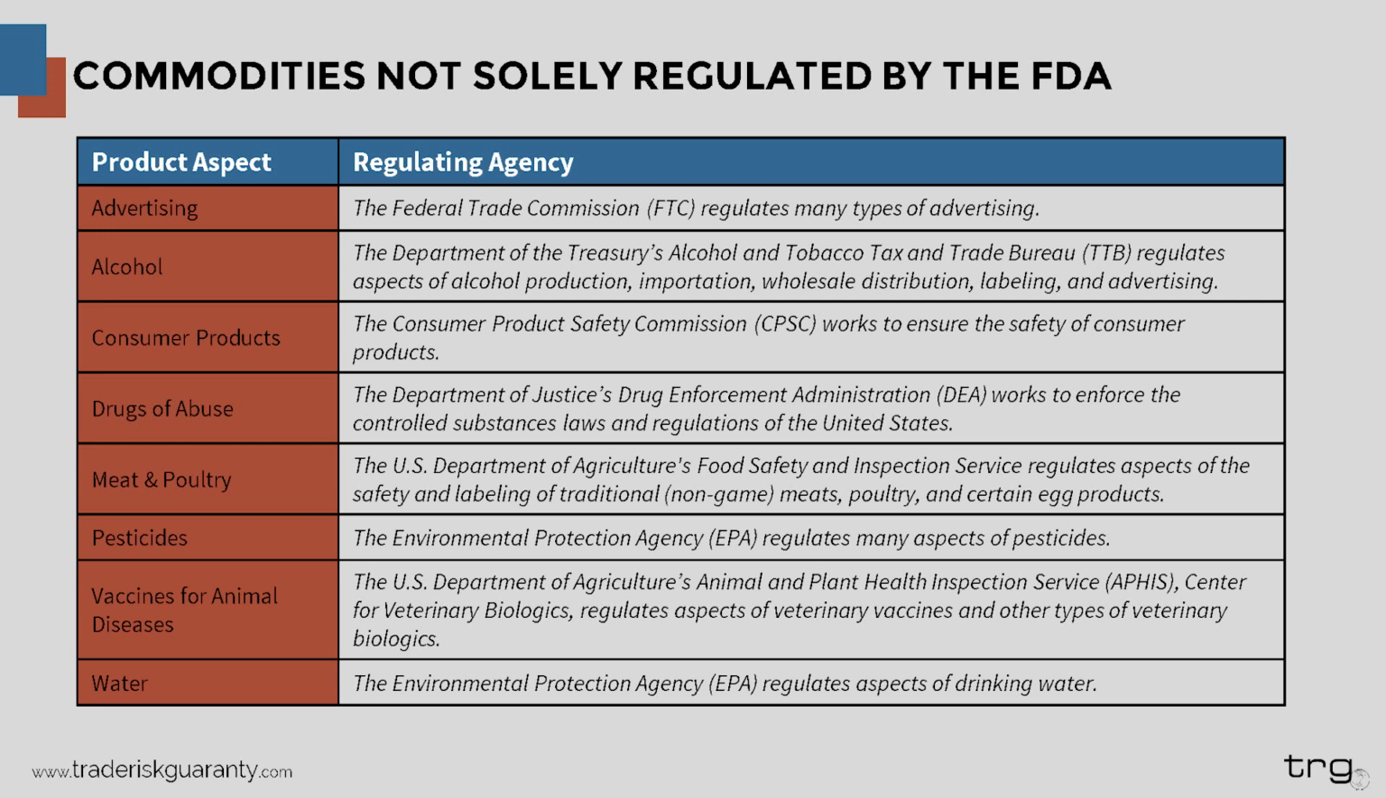Water. The Environmental Protection Agency, again, the EPA, regulates aspects of drinking water. The EPA develops national standards for drinking water from municipal water supplies to limit levels of impurities. So again, all of these are examples of more than one PGA being involved in different aspects of commodities.